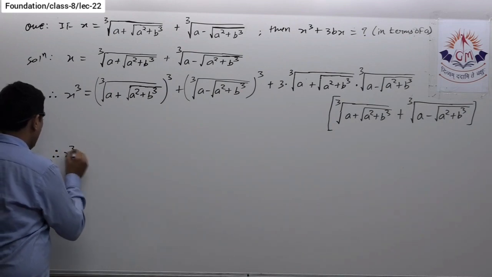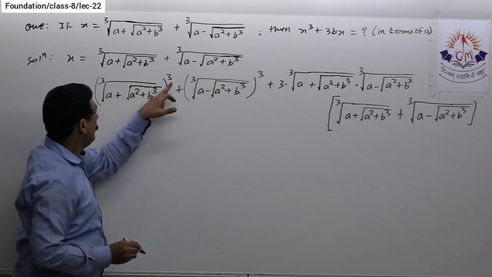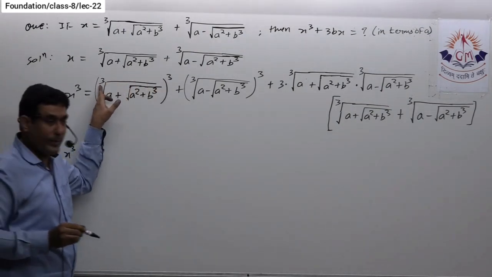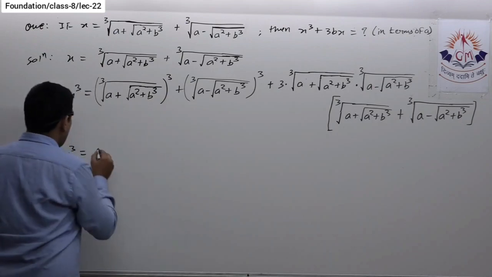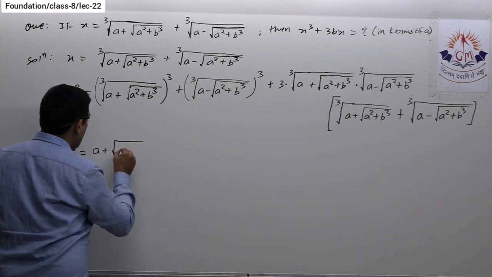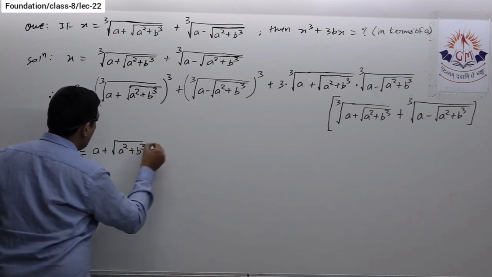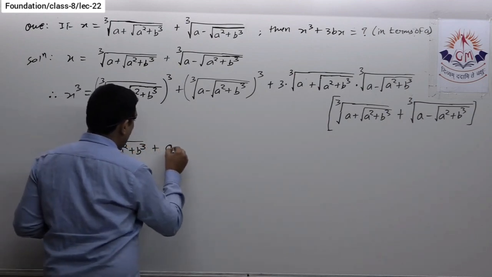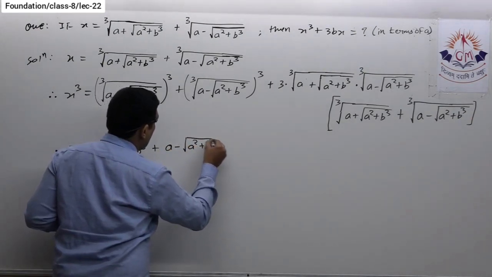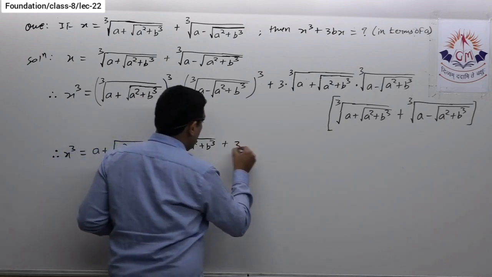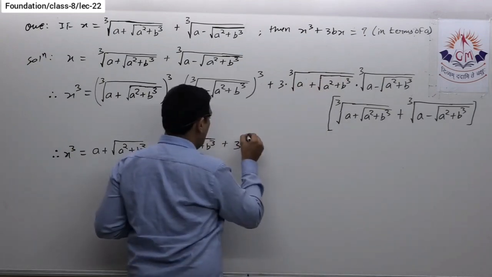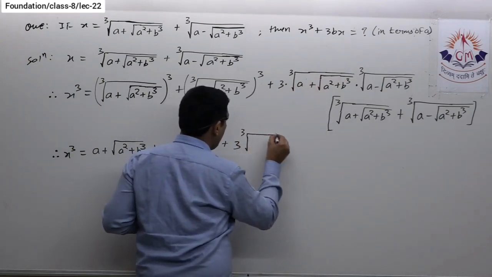So x cube is equal to, now when I say cube, this is the cube root sign. So these two will cancel out. See, cube root means raised to 1 by 3, so 1 by 3 and 3 will cancel out. So here I get a plus square root of a square plus b cube. Over here I will get a minus square root of a square plus b cube, plus 3. Now these two terms have the same exponent, so I am writing them together in this way.